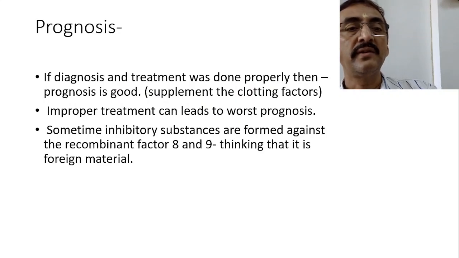Talking about the prognosis, if the diagnosis and treatment are done properly, then the prognosis is good. You identify the clotting factor deficiency and keep on supplementing it periodically, then it is good. Improper treatment can lead to a worse prognosis, no doubt. Sometimes inhibitory substances are formed against the recombinant factors. Unfortunately, sometimes when you give factor 8 and factor 9 from the outside, the body produces inhibitory substances against it, thinking that this is a foreign material. This is one of the unfortunate things, and this may lead to problems.